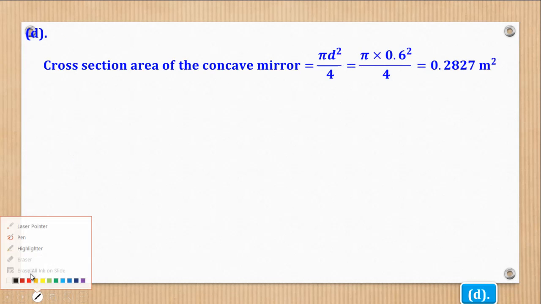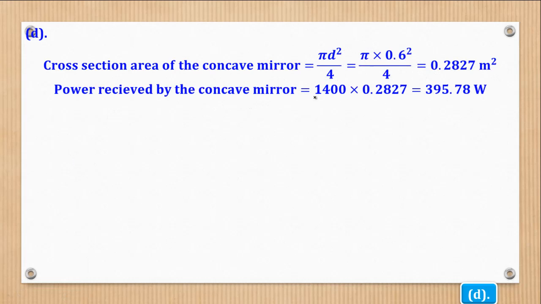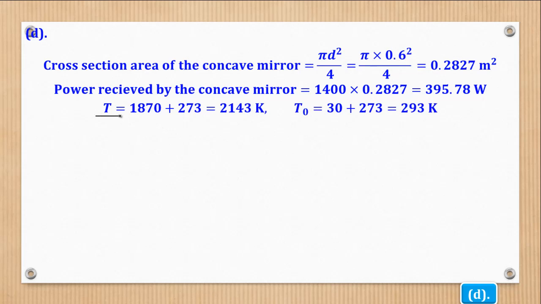So first of all, cross-section area of the concave mirror is pi d squared over 4. Substitute for the diameter, you get that. Then power received by the concave mirror is this times that, which is that. So this one is for 1 square meter, but that's the area, so you multiply by the area to get the total power. Then change the temperature to Kelvin.